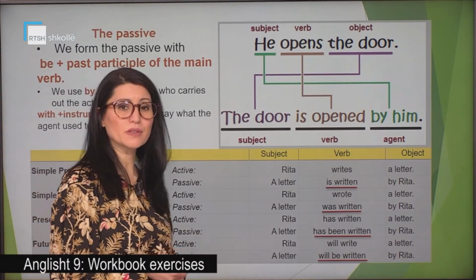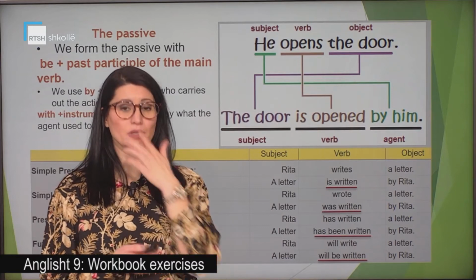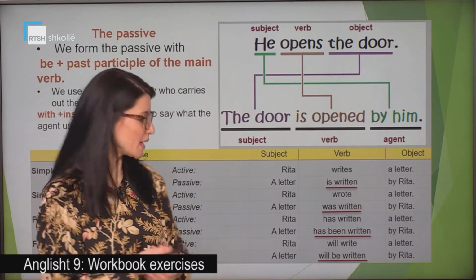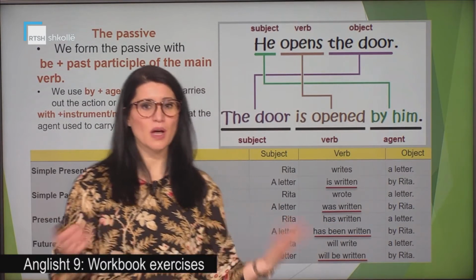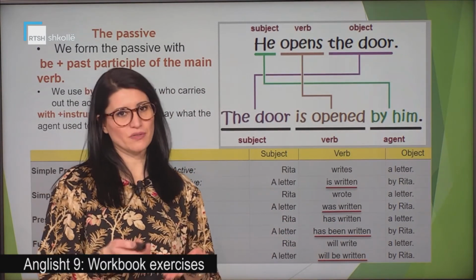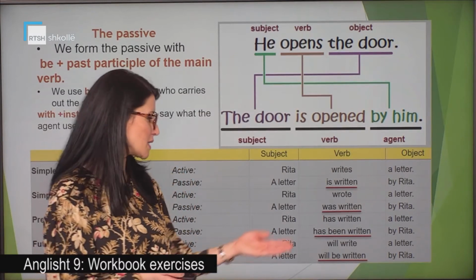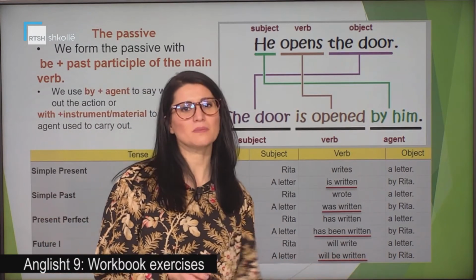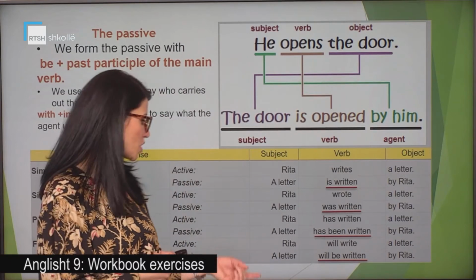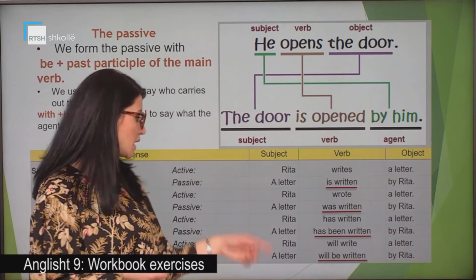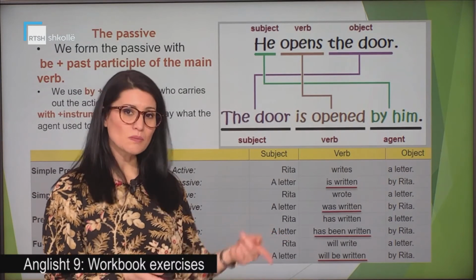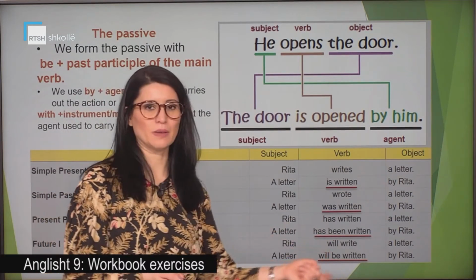Rita has written a letter. The verb here is in present perfect, right? We have has or have plus past participle of the verb. How do we form the passive verb in the present perfect? It is has or have been plus past participle of the verb. So, a letter has been written by Rita. Be careful. If the subject is in plural, we use have been.